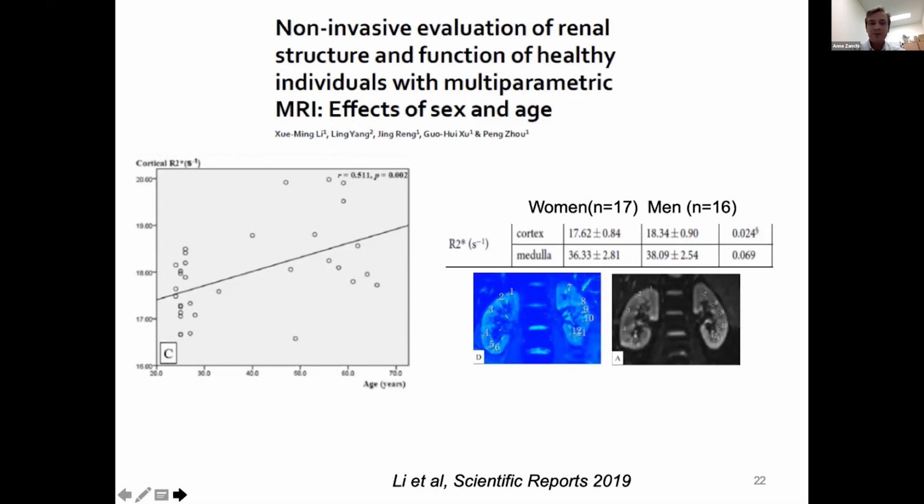This is not all. There are also differences between women and men, and women have in fact lower R2 star values in the cortex and the medulla, so better oxygenated kidneys than men. This is not only true in this study, we also have data from other studies confirming this. And of course, this makes you think, is this some protective mechanism that makes women less prone to kidney diseases than men? Next slide.